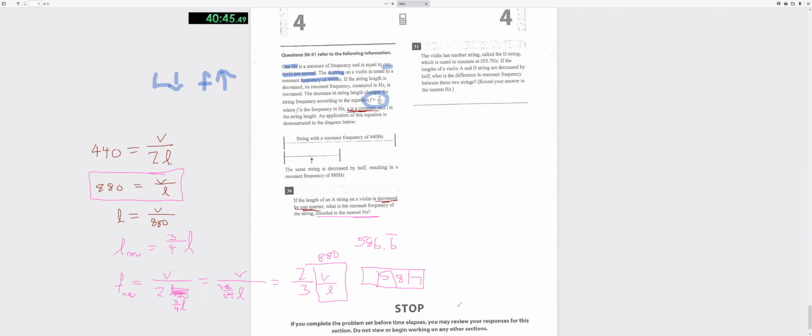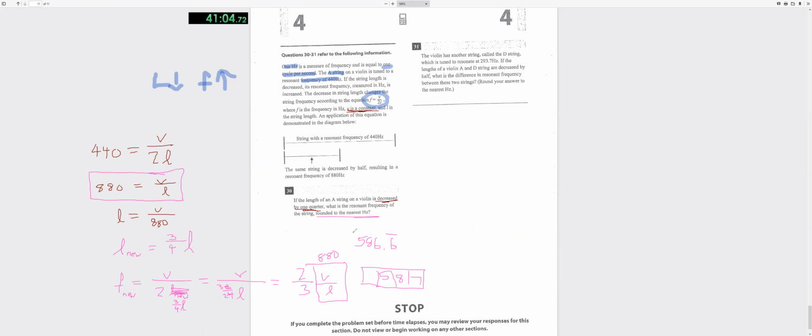Now, how I got here was confusing, so let's step back and think about this again. 440 equals V over 2L. I knew that we were changing the length, so I went to solve for L. I solved it for L, and I get L equals V over 880.